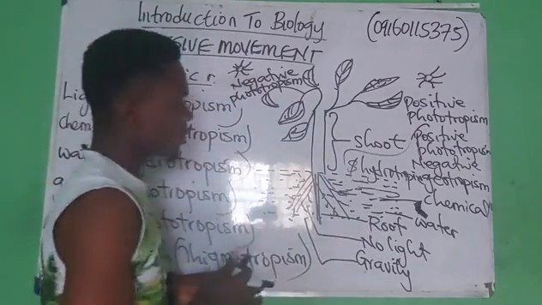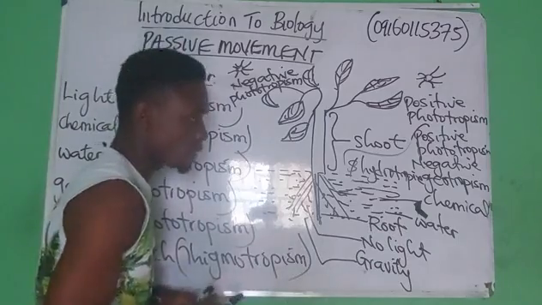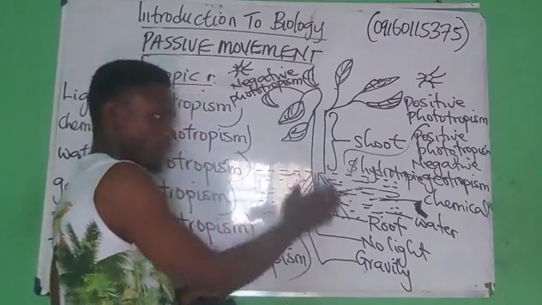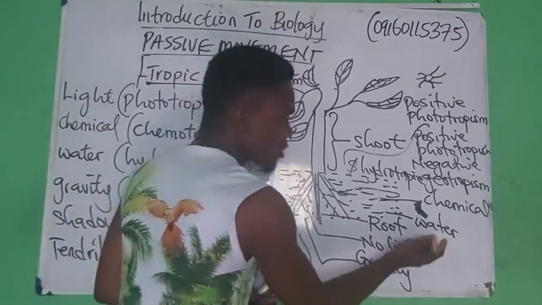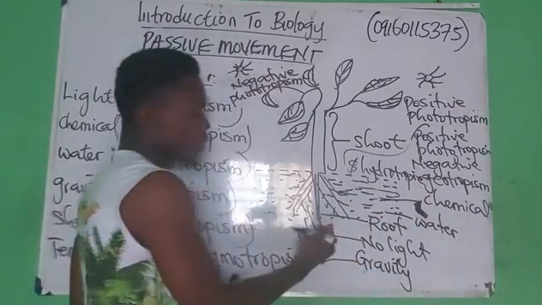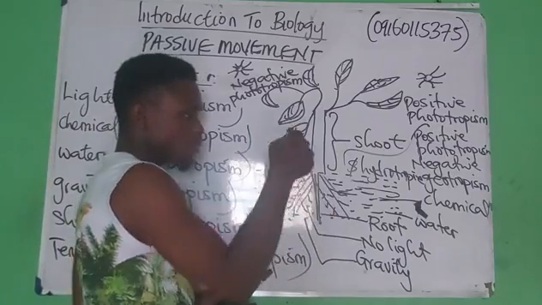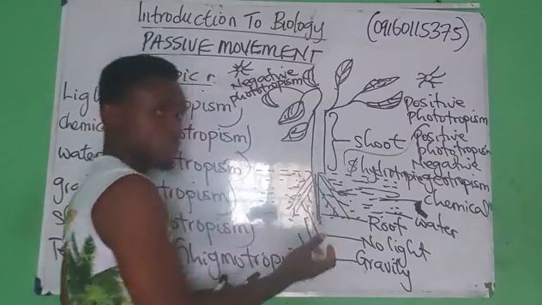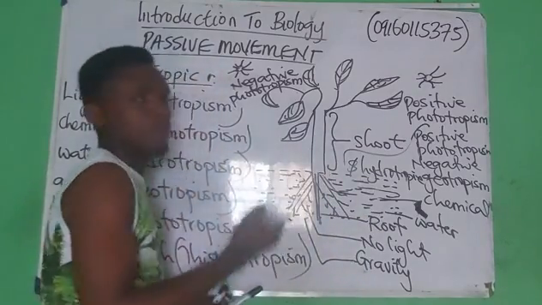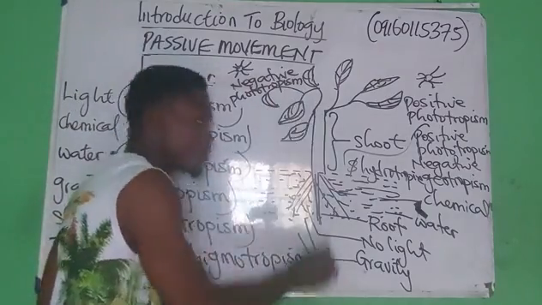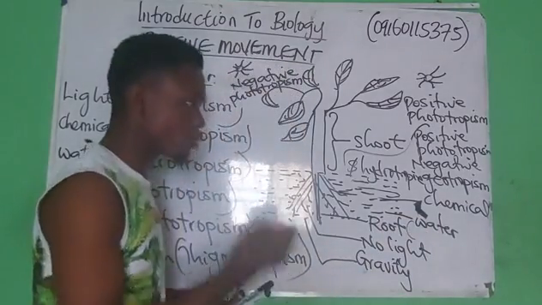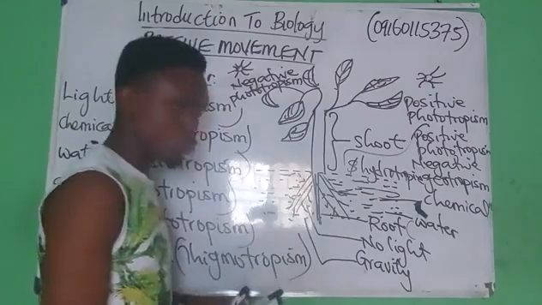Let's come to this region where you have roots, water, no light, and gravity. Now the roots, they are growing towards water. Look at it, they are growing towards water. So you call that what? Positive hydrotropism. What about the roots? The roots are positive hydrotropic because they are bending towards water. Then the roots are also positive geotropic because they are growing towards gravity. So the roots are both positive hydrotropic and positive geotropic, all right?